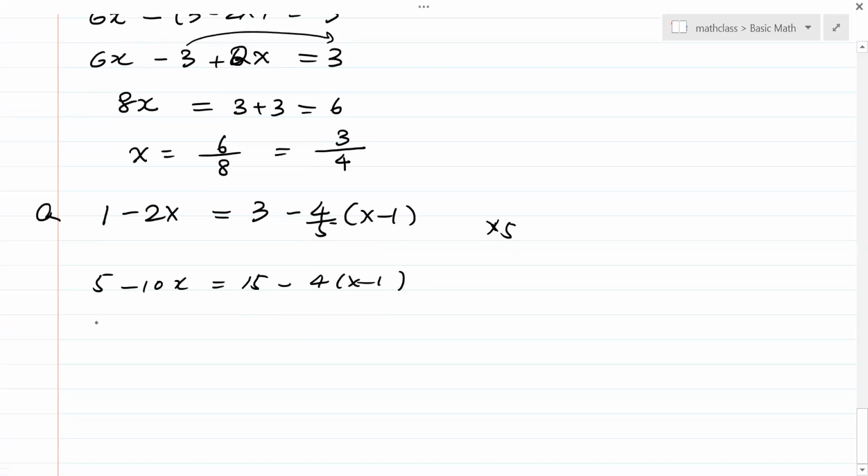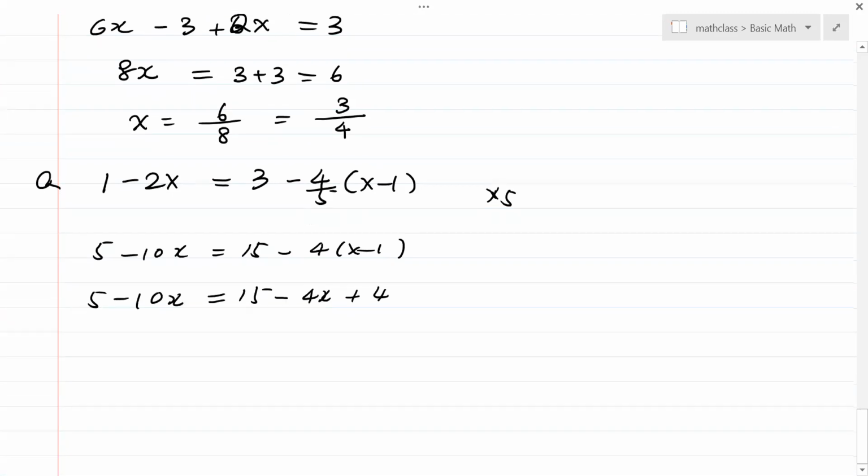Right? Then you simplify. 5 minus 10x equals 15. Okay? Minus 4x, 4 times negative, positive 4. Then you can write here 15 plus 4 is 19 minus 4x. Then you have to group the like terms together.